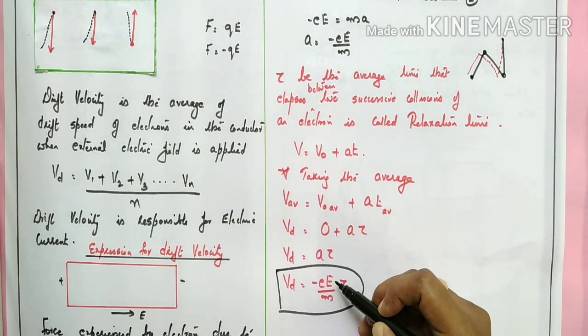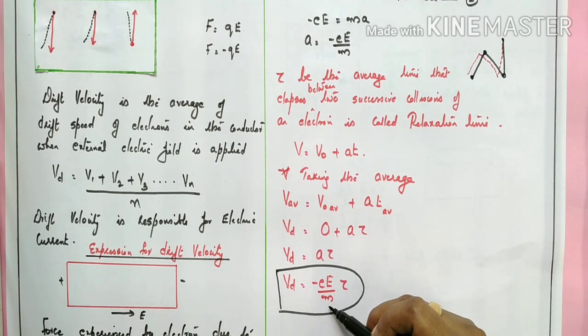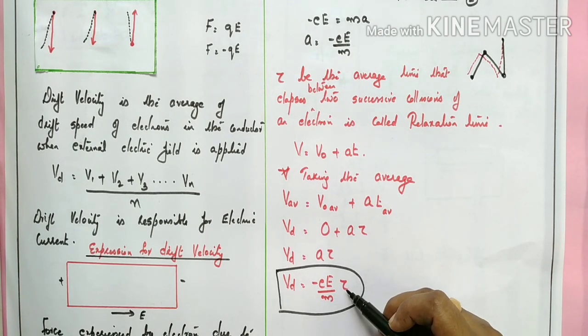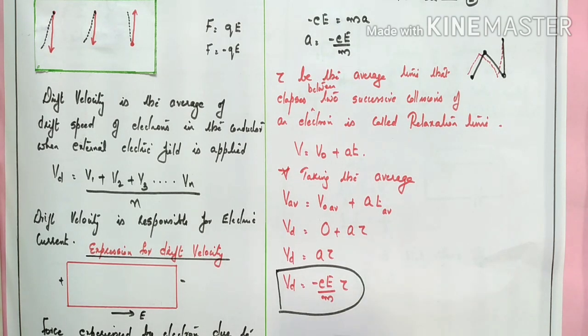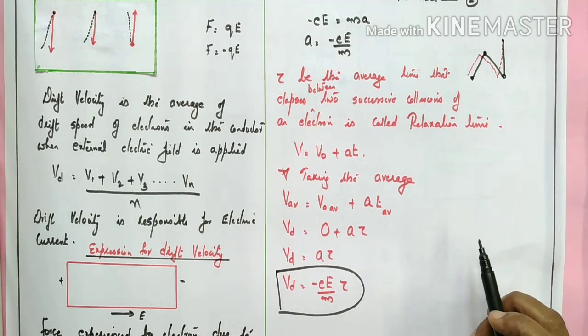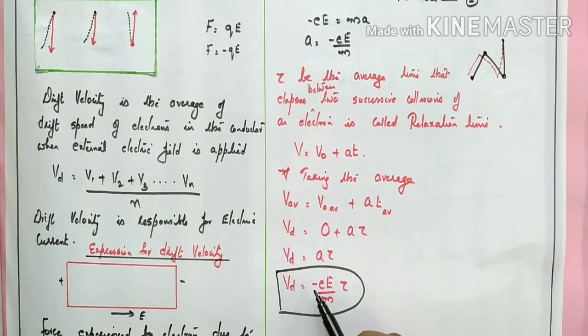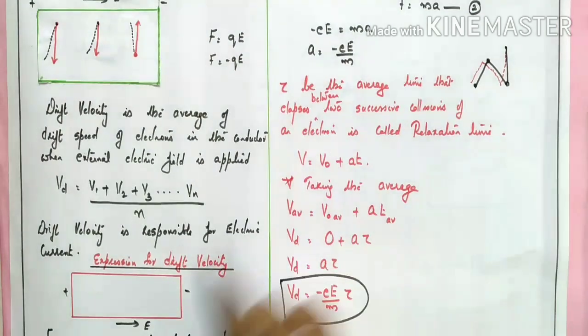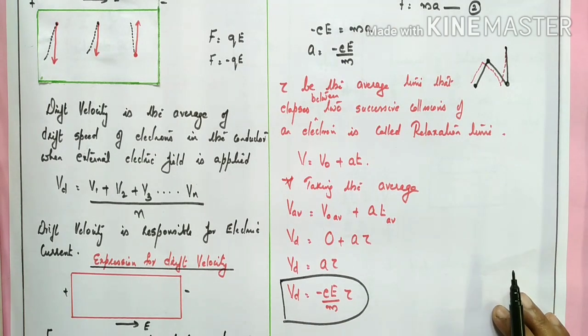So drift velocity is given by the formula Vd equals minus eE tau divided by m, where E represents the external electric field, m represents the mass of the electron, and tau represents the average time, which is called the relaxation time. This relation is very important. It shows that drift velocity and electric field are in opposite directions. The drift velocity of the electron is opposite to the direction of the electric field, which we have already discussed.